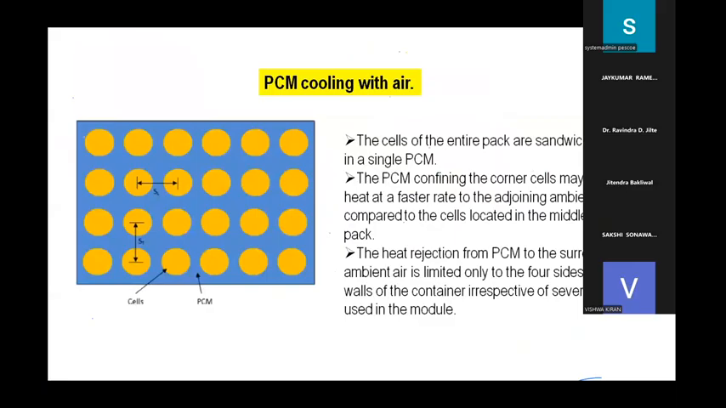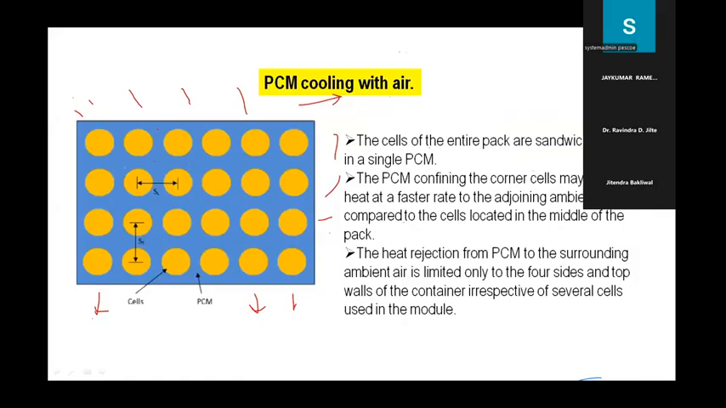If you provide the PCM material and if you embed the batteries in this situation, this is one situation. So cooling will be only from this container side. Inside there will be accumulation of the heat in the PCM, and dissipation of the heat which is accumulated in the PCM occurs only at the boundary. So this can be seen as a drawback.